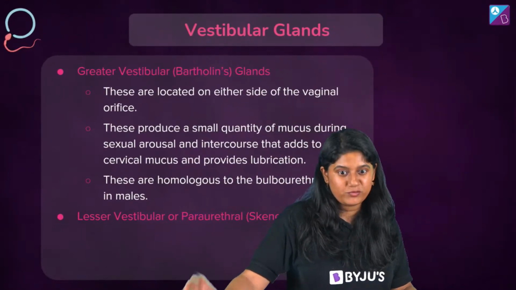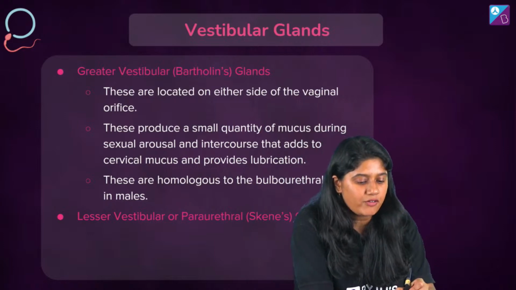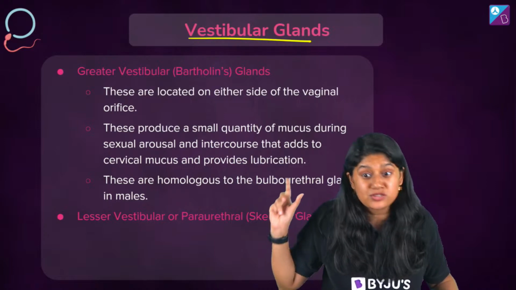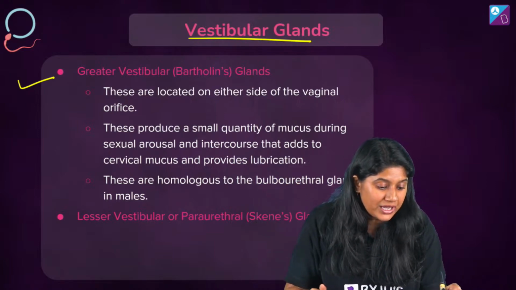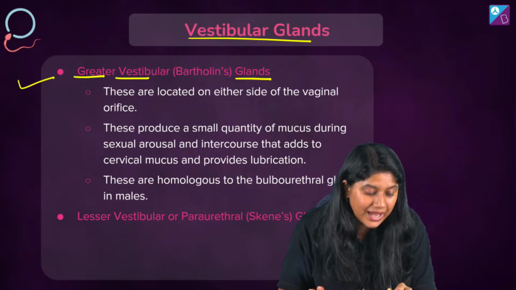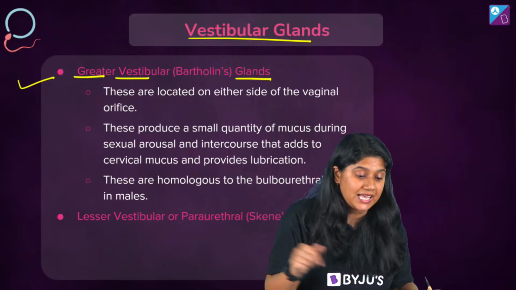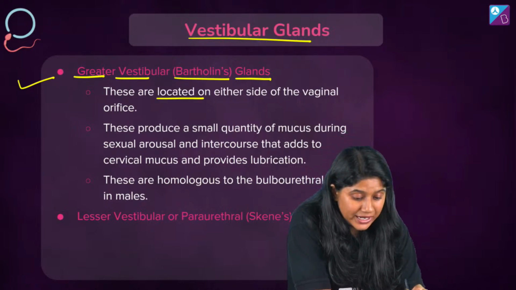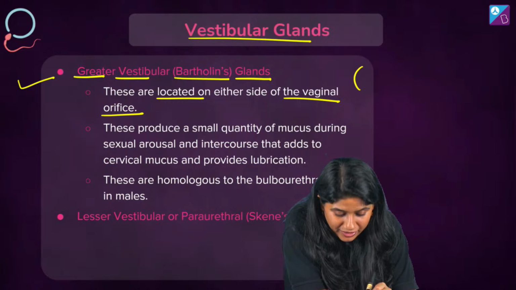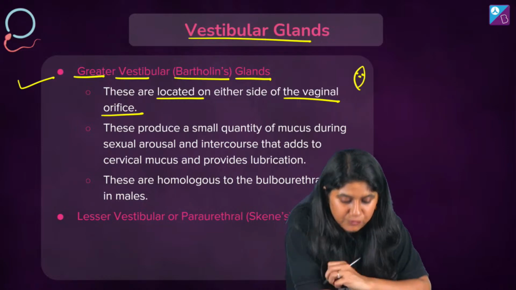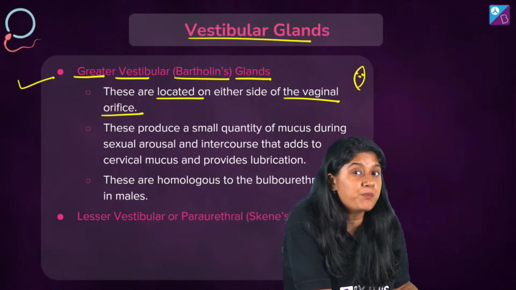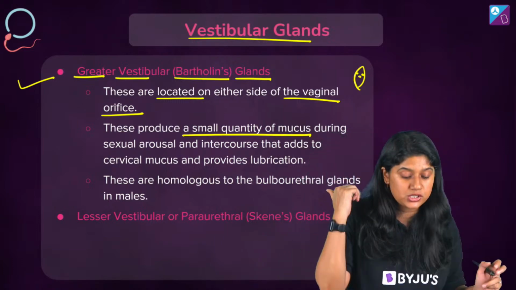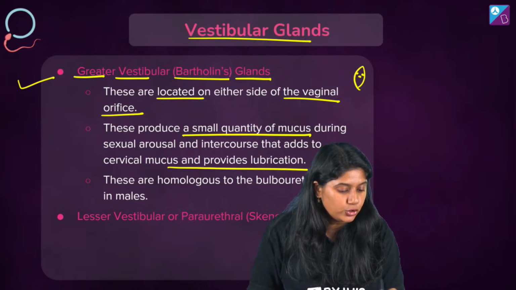But before that, the very important two things that we have over here. We have the vestibular gland. Now this is kind of extra information, but it's very, very important. So we have the greater vestibular gland. We also call this gland the Bartholin gland, right? Now this is located on either side of the vaginal opening. And what is its important role? Secretion. It produces a small quantity of mucus during intercourse to add lubrication.